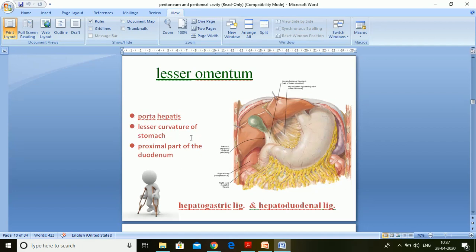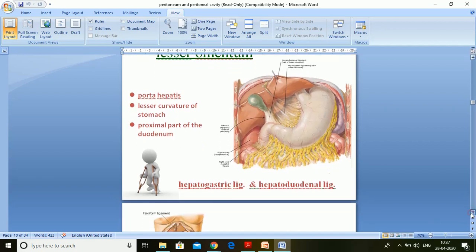The attachments are from the lesser curvature towards the porta hepatis, present on the inferior surface of the liver, and also to the proximal part. Proximal means the first 2 centimeters of the duodenum, which also gets attached to the lesser omentum. Other than that, there are 2 ligaments that you find here, the hepatogastric ligament and the hepatoduodenal ligament. The ligament that attaches the liver to the stomach is called the hepatogastric, and the ligament that attaches the liver to the duodenum is called the hepatoduodenal ligament.